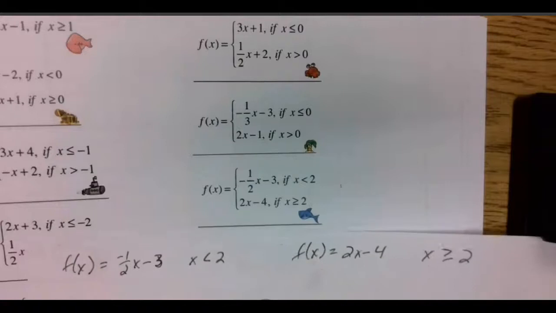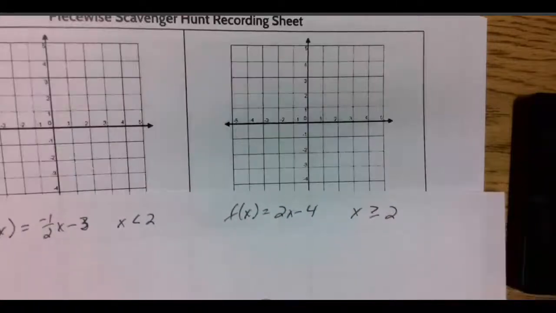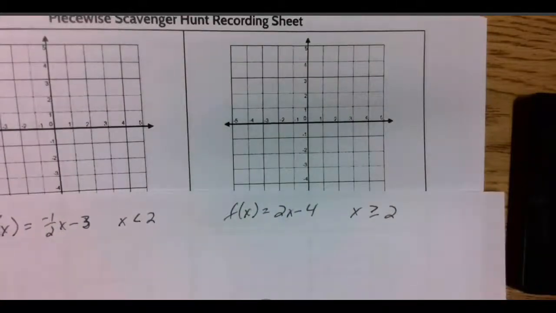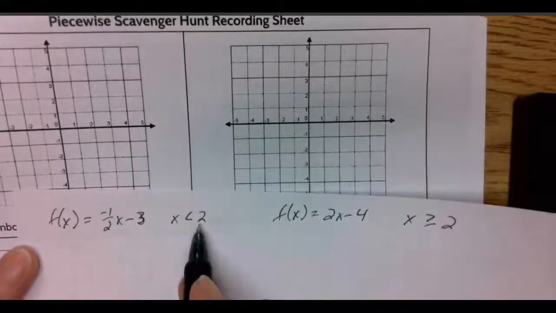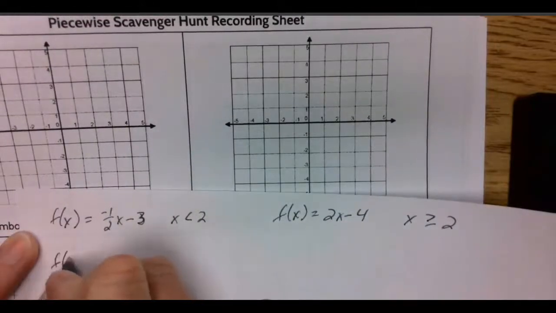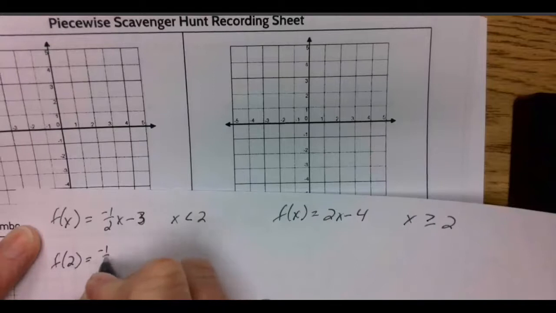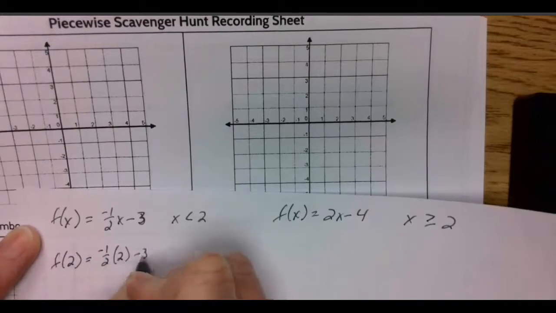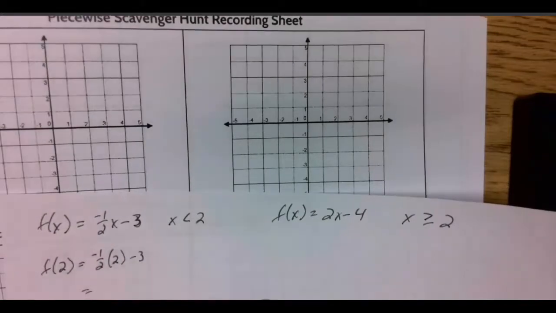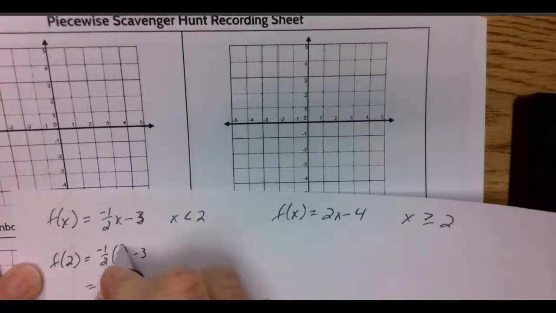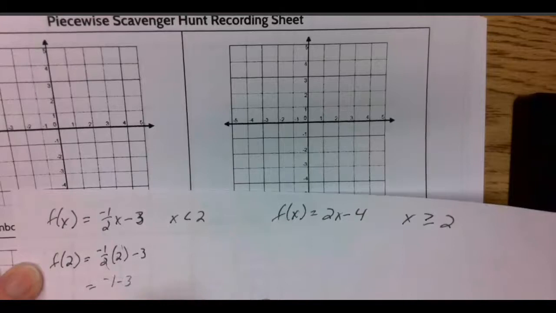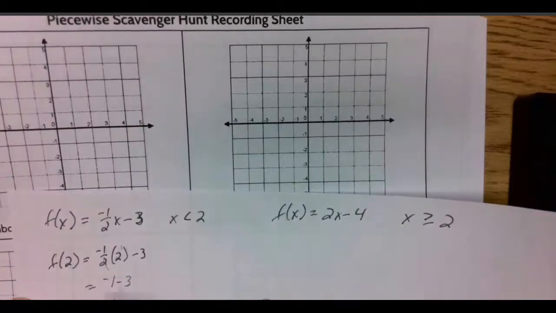I'm going to take those two functions and find the values just like we did in yesterday's lesson. I'm going to plug in a 2, so I'm going to find f of 2. That gives me negative 1/2 times 2 minus 3. Notice on this one, my 2's cancel. Do you see how they cancel each other out? So I get negative 1 minus 3, which is negative 4. So that's going to be my point. I'm going to plot 2, negative 4.